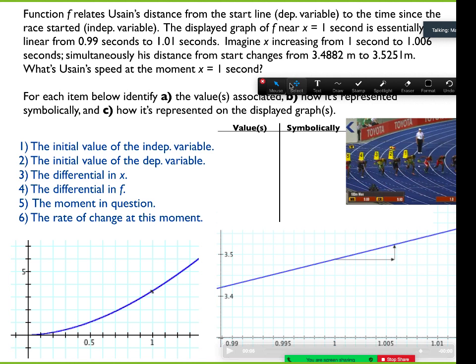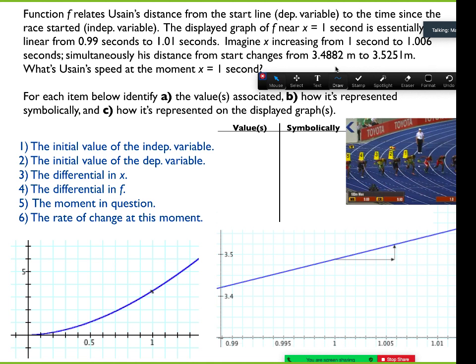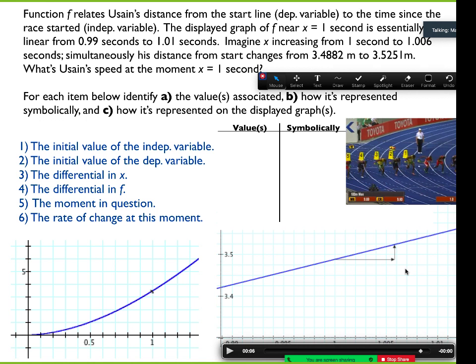Okay, so we have an exercise here to make sense of this problem using symbols and values. For each of these 6 items below, we want to identify the value associated with that item, and then how it's represented symbolically. So we're going to make a chart: values for each of these, symbolic notation for each, and then how you would represent it on the graph, how you would add marks or symbols to the graph for each of these items as well.